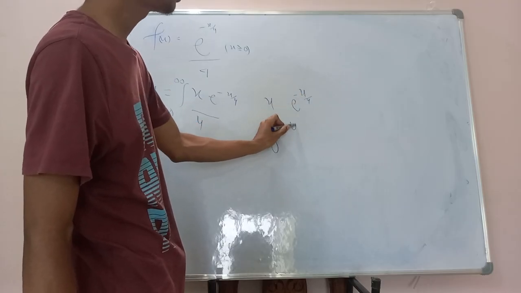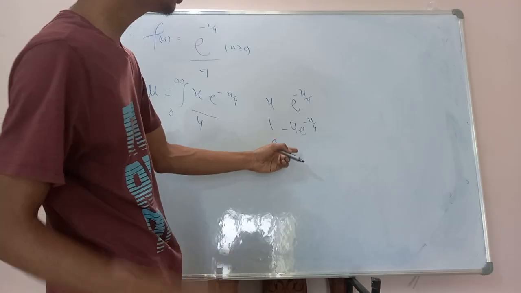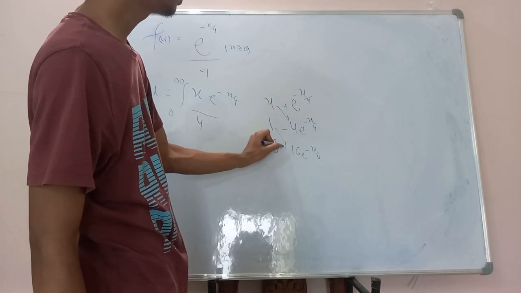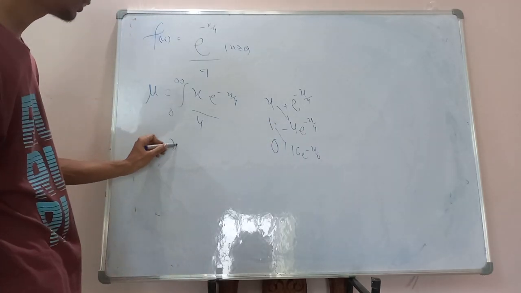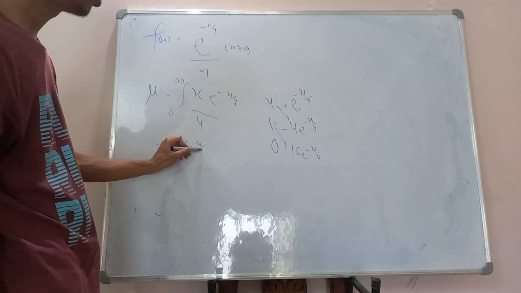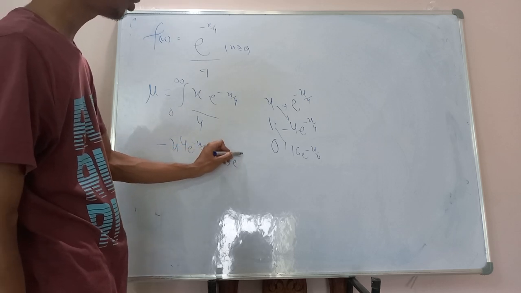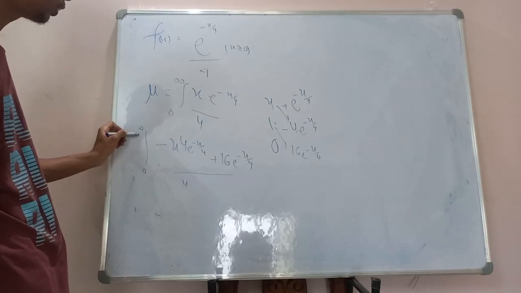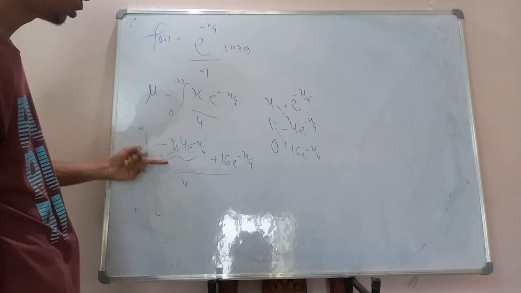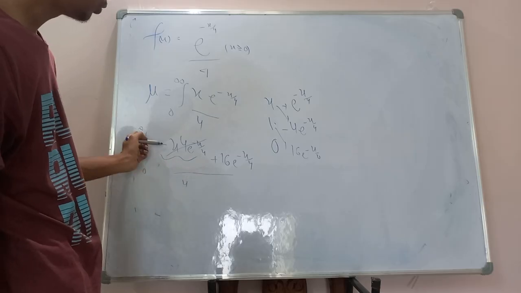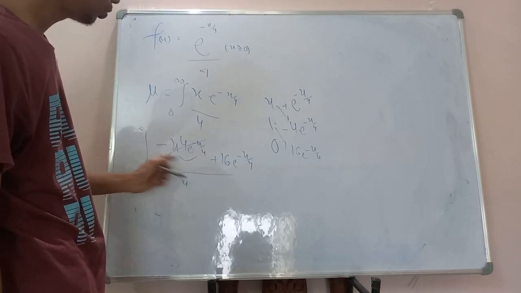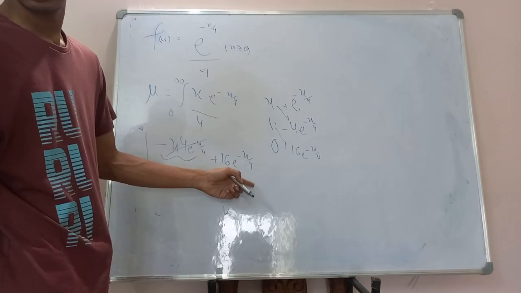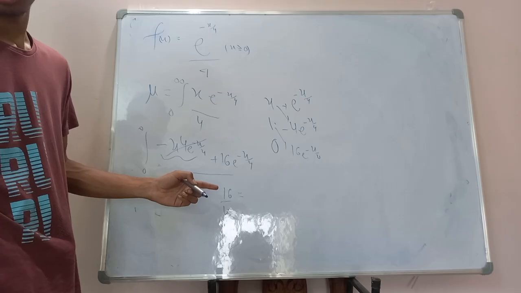This will be written as minus 4 e to the power minus x by 4, and this will again be differentiated as 16 e to the power minus x by 4, and this plus and this minus, right? So it will be minus x 4 e to the power minus x by 4, and then plus 16 e to the power minus x by 4, right? This whole by 4, 0 to infinite. So 0 to infinite, this will give me 0, and at infinite it will give me 0, at 0 it will give me 16 by 4. This will be equal to 4.